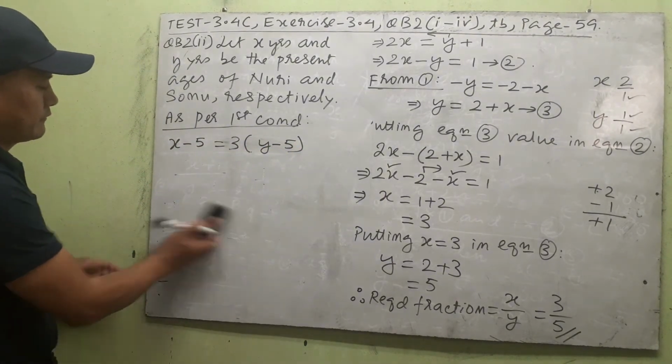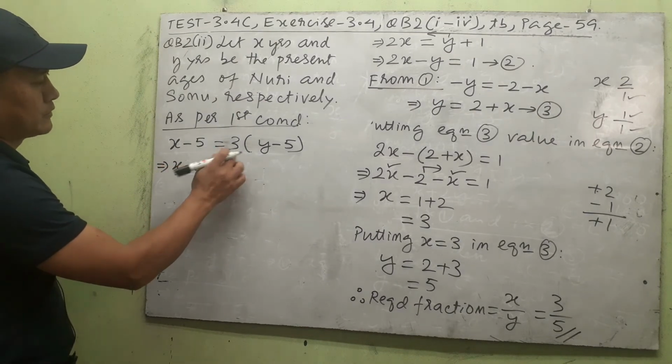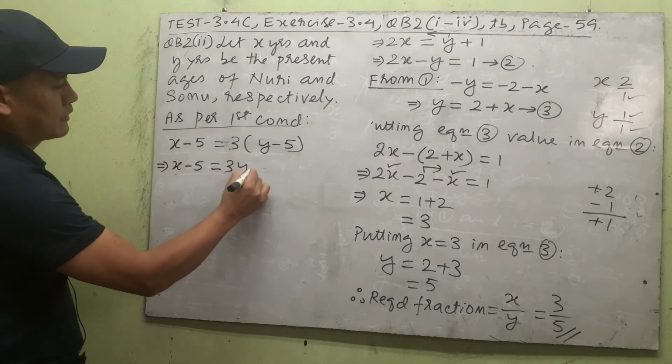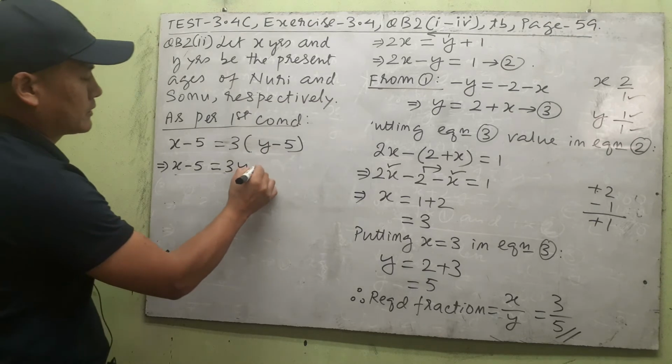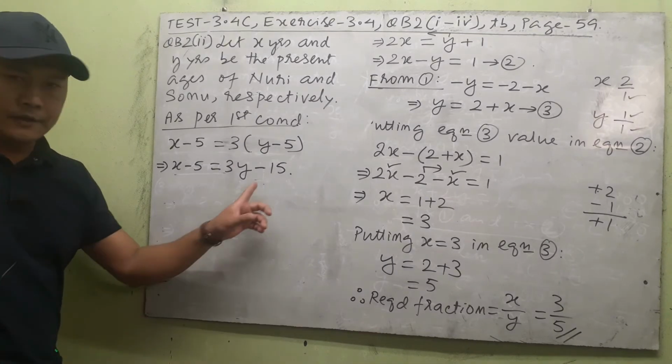So from here we can form the first linear equation. x minus 5 therefore will be equal to 3 into y, is 3y. Plus and the minus is minus. 3 5s are 15. I hope you're getting it right.